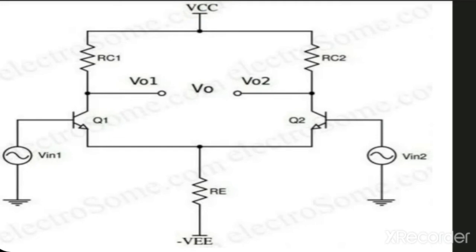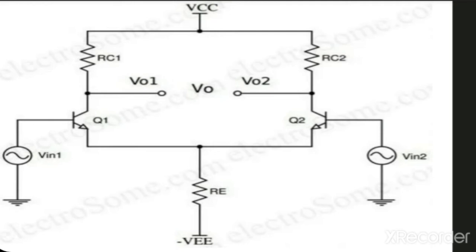The emitter terminals are connected to the power supply -VEE through the resistance RE, and the collectors of both the transistors are connected to the positive power supply VCC through the resistances RC1 and RC2 respectively. The output of the first transistor is Vo1 and the output of the second transistor is Vo2. The output of this differential amplifier is Vo, which is the difference between Vo1 and Vo2.